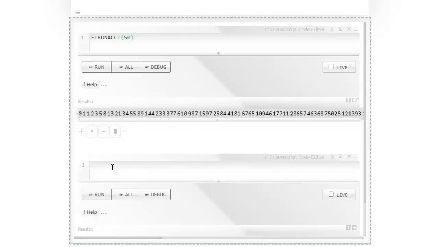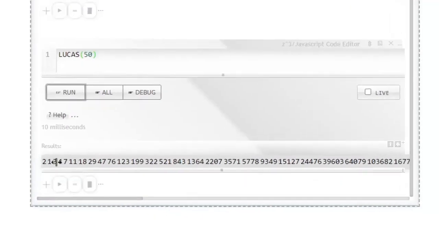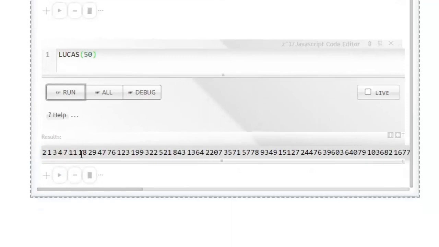Now let's look at what the Lucas sequence is. The Lucas sequence is similar, except that it starts with 2 and 1. So 2 plus 1 is 3, 1 plus 3 is 4, 3 plus 4 is 7, 4 plus 7 is 11, and so forth.